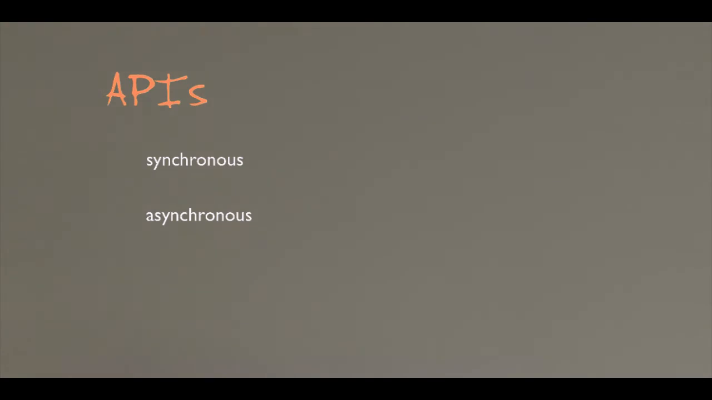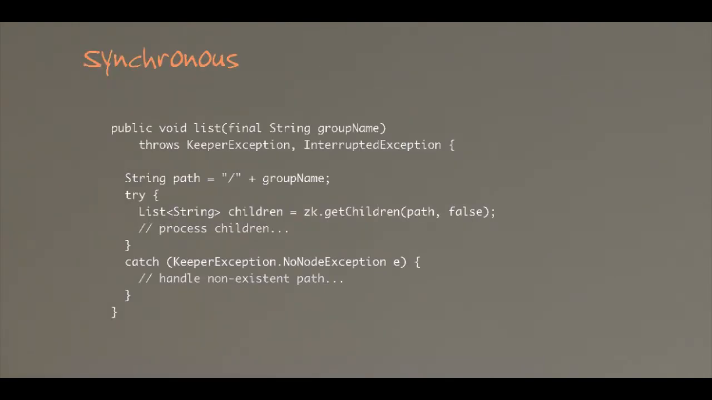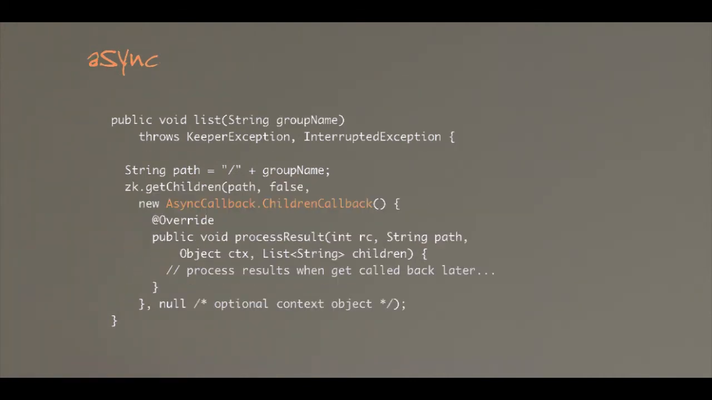So the examples so far were the synchronous APIs. I call something, I wait for a result, I do something with that result. But there's also an asynchronous API as well, if you want to. So this is an example of synchronous, the list example. I call get children, I wait, so essentially this blocks, and then I do something with the children. Well, if you can do other work while it's getting you this data, then you could use the asynchronous API. And so in this case, it's still get children, but it's just an overloaded method.